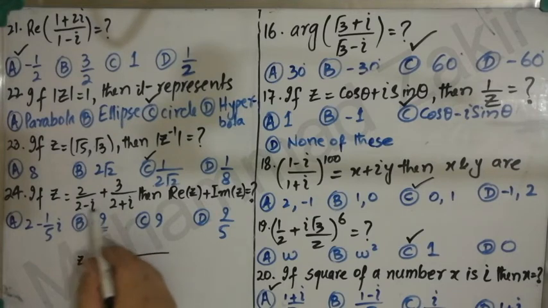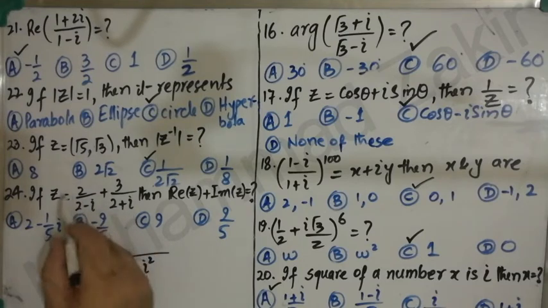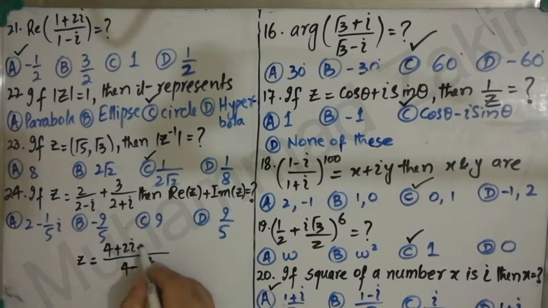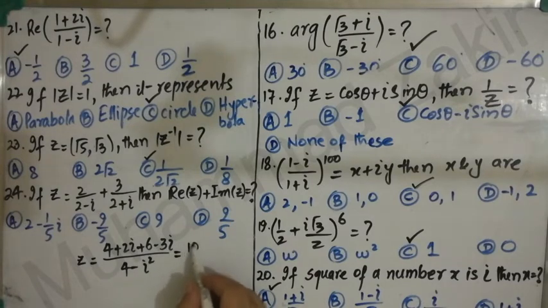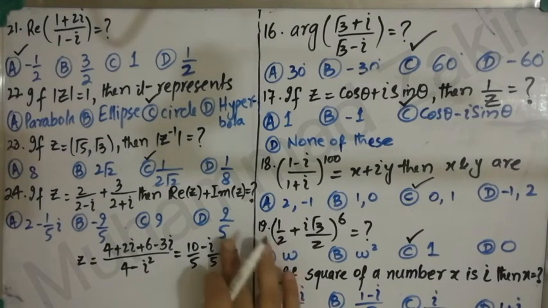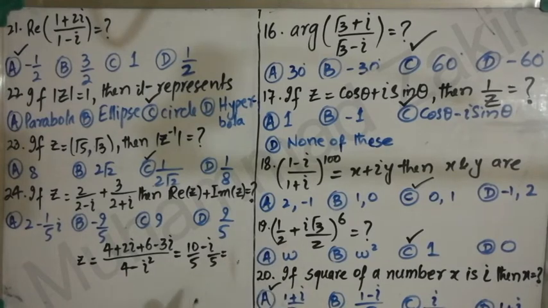So the denominator will be the product of these two as LCM. It is 4. Product of the form a square minus b square, and these two are also multiplied with it. 4 plus 2 iota plus 6 minus 3 iota, and we have to see the final shape quickly. It is 10 minus iota by 5. So this is 2 minus 1 by 5 iota. So this is the final shape of the z.